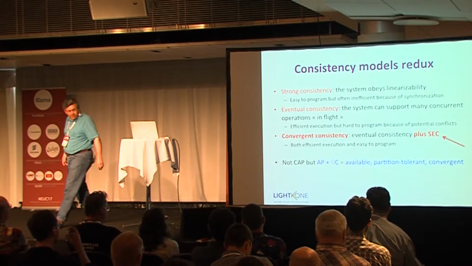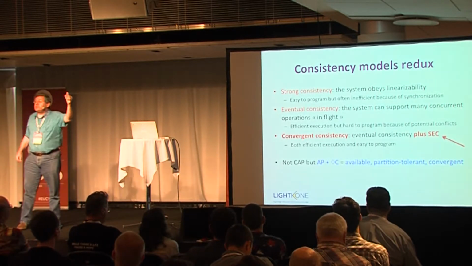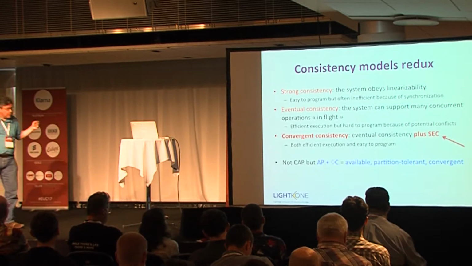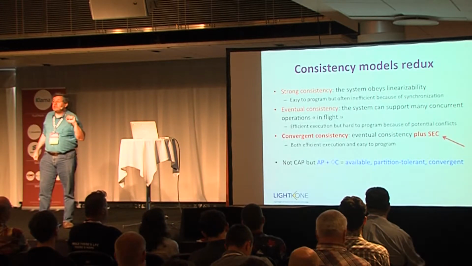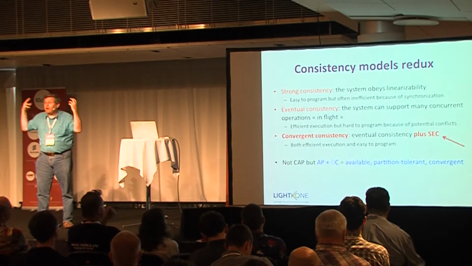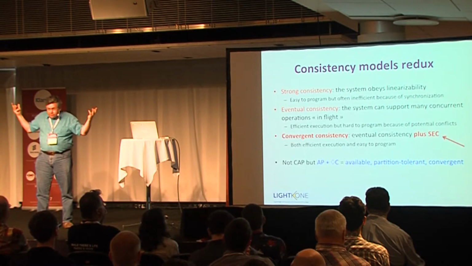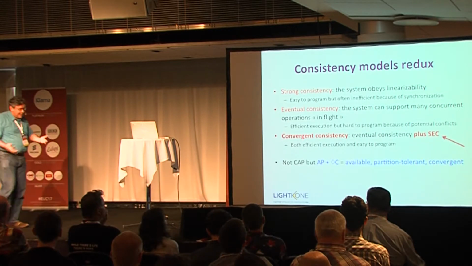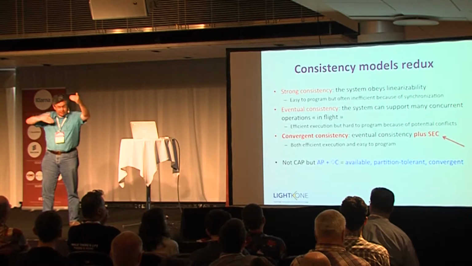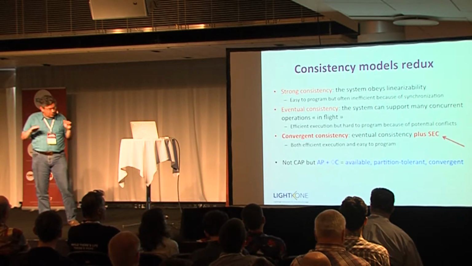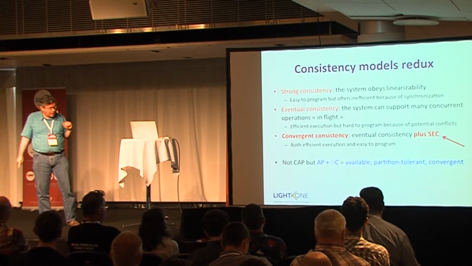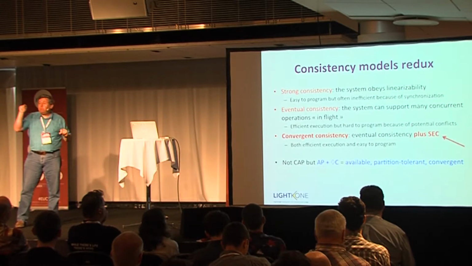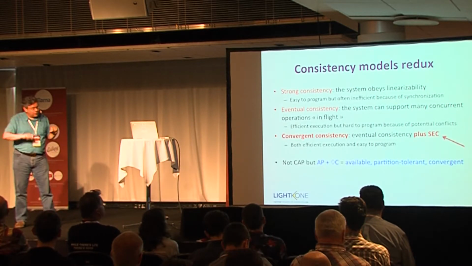So coming back to the three consistency models, strong consistency, linearizability, very often it's expensive, especially if you want to scale it up, but easy to program. Eventual consistency, many operations are in flight at the same time, very efficient, but they can conflict. And if they conflict, you have to fix it, okay? So the more operations you have, the harder it gets, and they can conflict at different points during their execution, so on, hard to program because of these conflicts. So convergent consistency is just eventual consistency plus this extra property, strong eventual consistency.